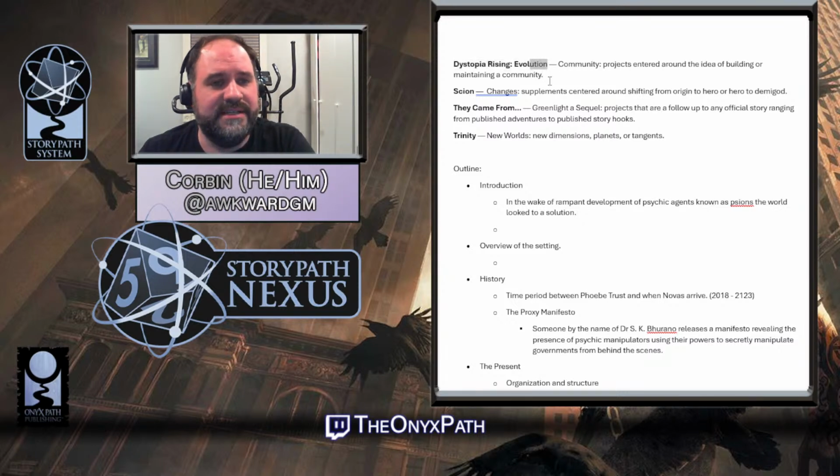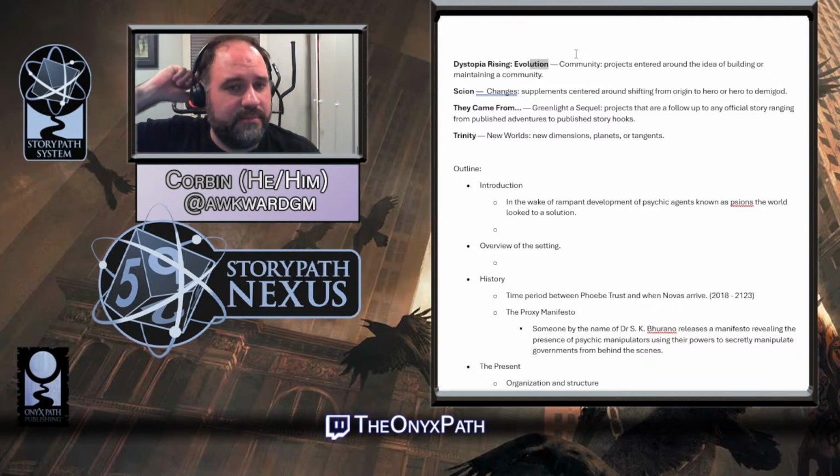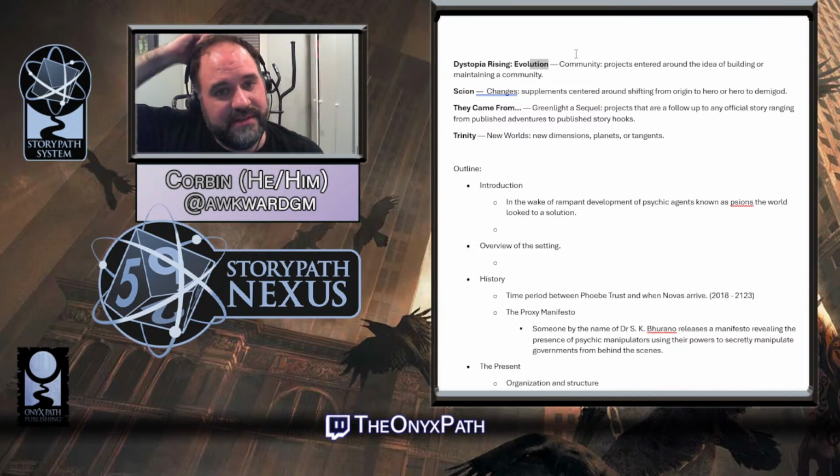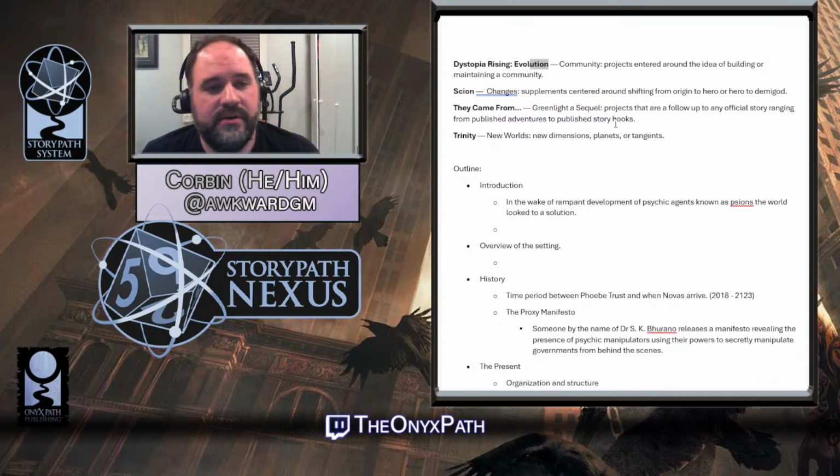Dystopia Rising Evolution has one that I really enjoy, which is the community one. Community projects centered around the idea of building or maintaining a community. Then you have Scion, which is changes: supplements around shifting from origin to hero to demigod. They Came From has green light.